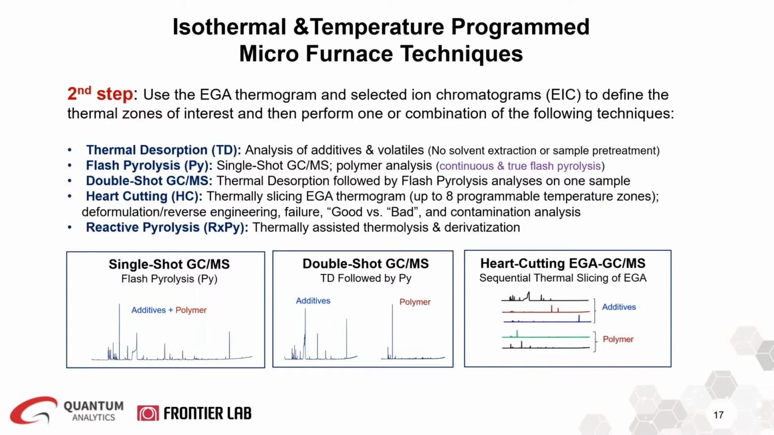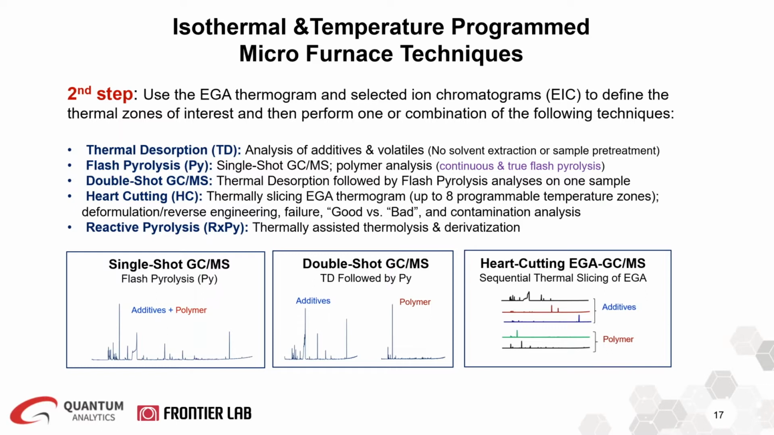Heavy and polar compounds are also directly placed on column, and light compounds are not lost. As you can see from the figure in the middle, you could also do a double shot GCMS analysis, that is performing two analyses on one sample, thermal desorption followed by flash pyrolysis. So first, the additives, the volatiles, and lighter compounds are thermally extracted from the mixture, and you obtain a thermal desorption chromatogram. And then the flash pyrolysis is performed to analyze the heavier polymeric compounds from the pyrogram.